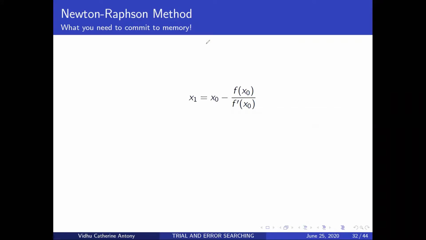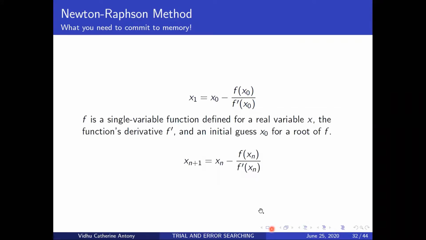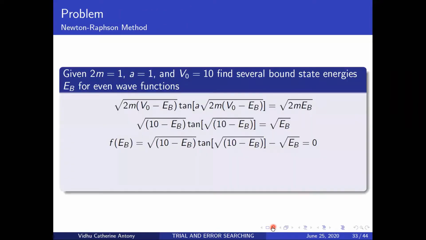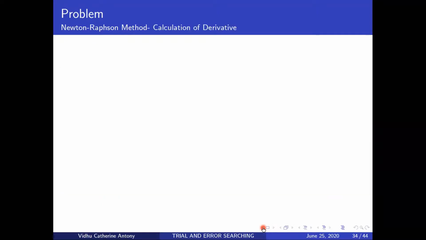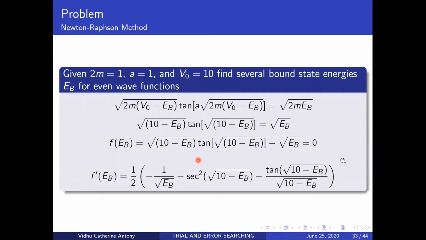So I will move on now. This is the general formula: x n plus 1 is equal to xn minus f of xn divided by f prime of xn. Okay, so I'm doing the same problem again here. Sometimes you can write this as odd, so then you have to use the solution with the cotangent. Now, what's going to be a big problem here is to actually compute this derivative, f prime. That is the major problem here.